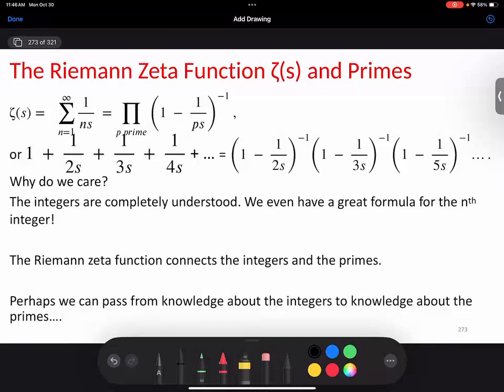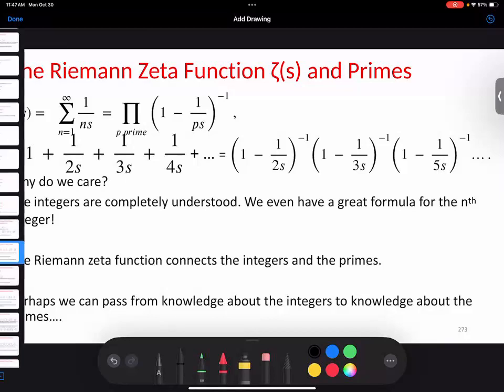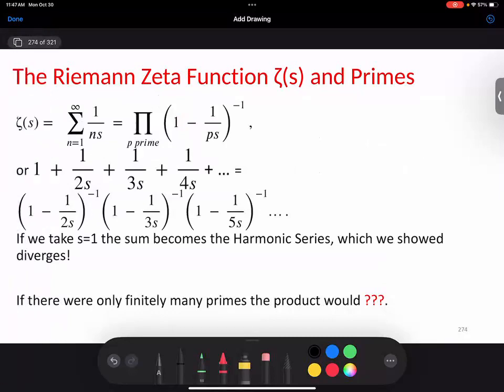Really easy problems. So the hope is maybe we can understand the sum. And if we understand the sum, maybe we can convert that to knowledge about the product. And the product involves primes. So maybe there's going to be some way to deduce information about the primes. And that's why we care about all of this.